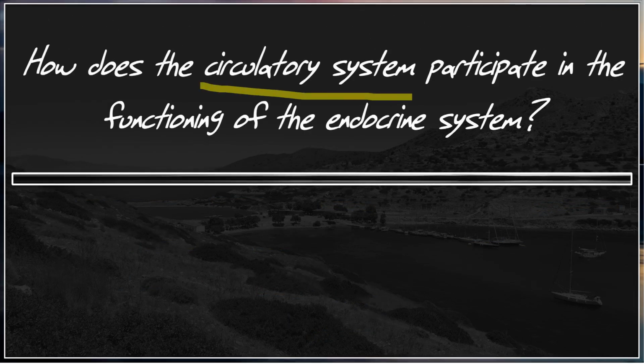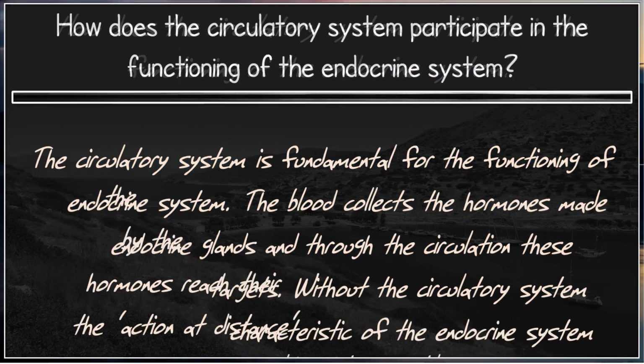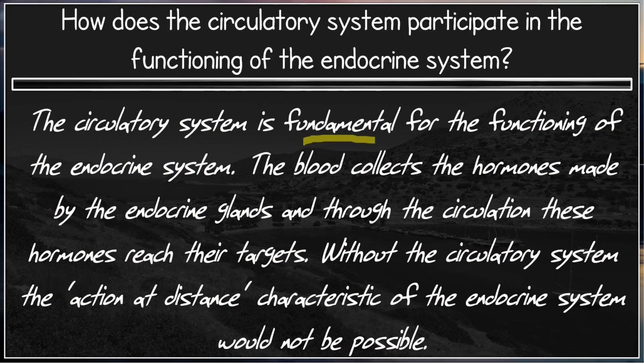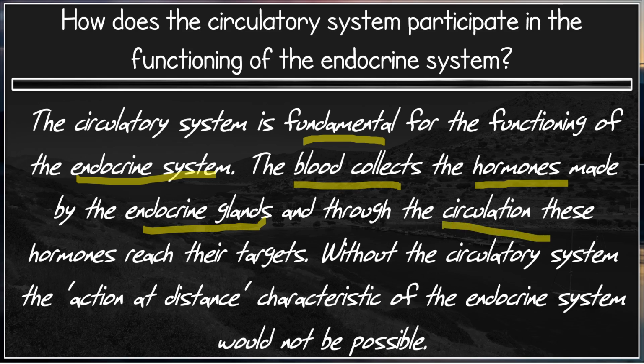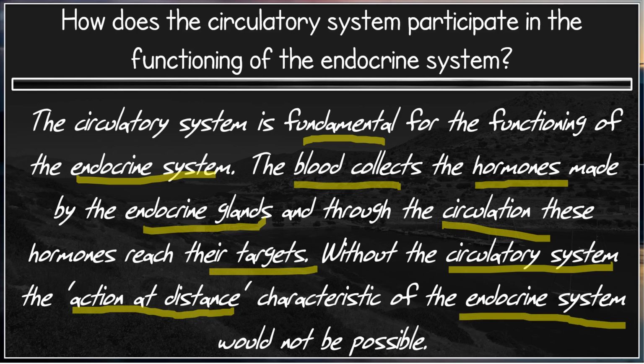How does the circulatory system participate in the function of the endocrine system? The circulatory system is fundamental for the functioning of the endocrine system. The blood collects the hormones made by the endocrine glands. Through the circulation, these hormones reach their targets. Without the circulatory system, the action at a distance characteristic of the endocrine system would not be possible.